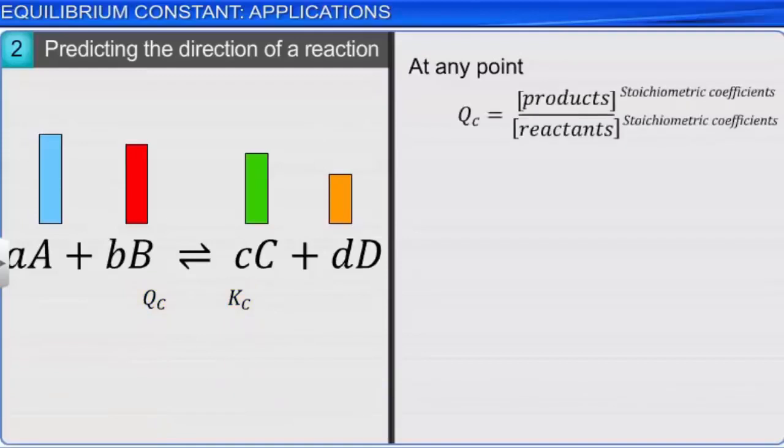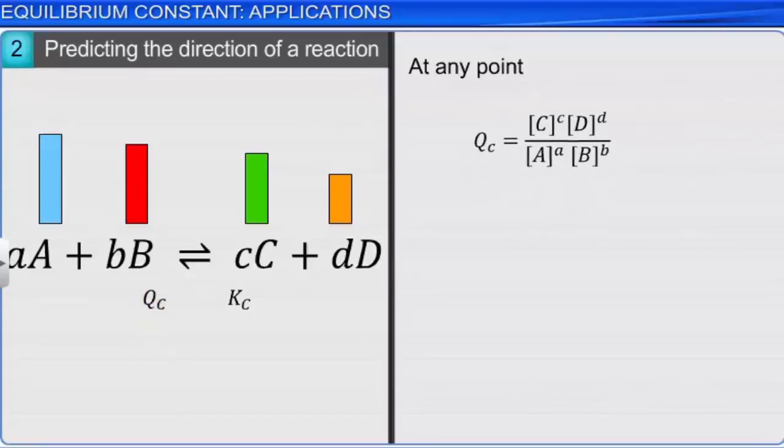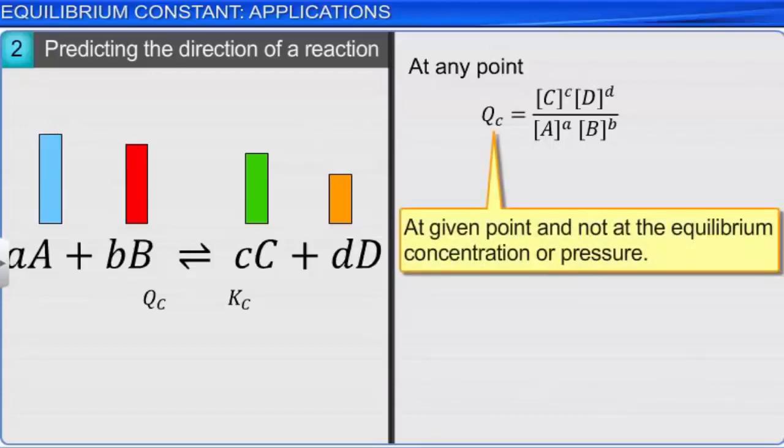At any point in a reversible reaction, the ratio of the concentration of the products raised to their respective stoichiometric coefficients to that of the reactants raised to their respective stoichiometric coefficients is known as the reaction quotient. Qc is used for molar concentrations and Qp for partial pressures. The reaction quotient expression of a reaction has the same form as the equilibrium constant expression for that reaction. However, it is important to note that the reaction quotient is calculated using the concentrations or pressures at a given point of time in the reaction, and not the equilibrium concentrations or pressures.